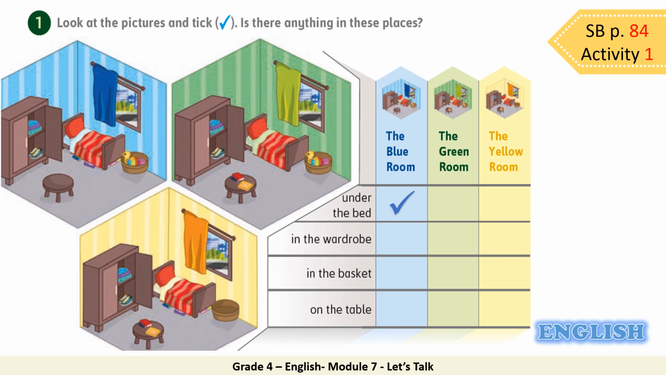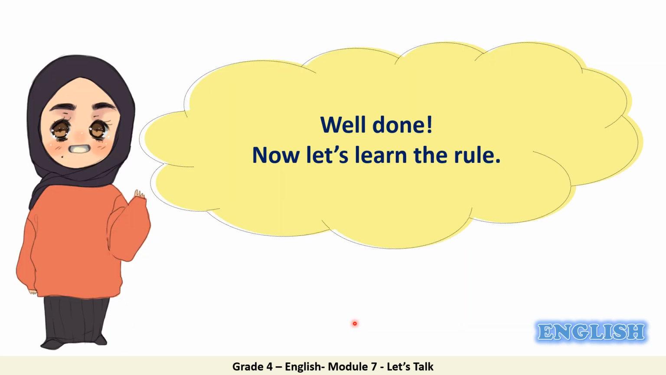Welcome back. Let's check our answers together. There is something under the bed in the blue and the yellow room. There is something in the wardrobe in the blue room, the green room, and the yellow room. There is something in the basket in the blue room and the green room. Now, do the last row on the table on your own. Well done.